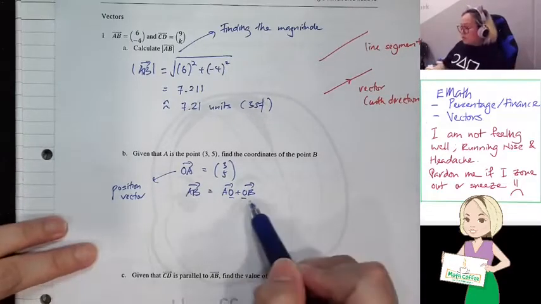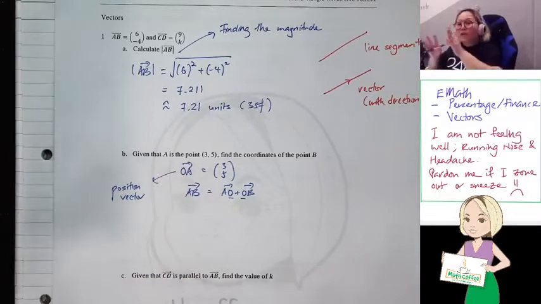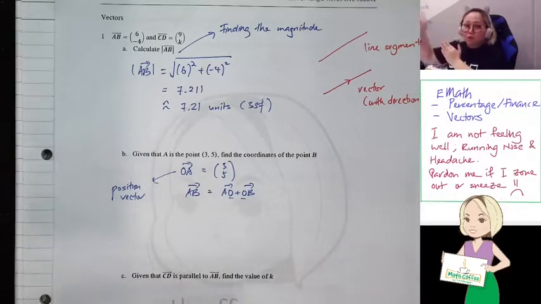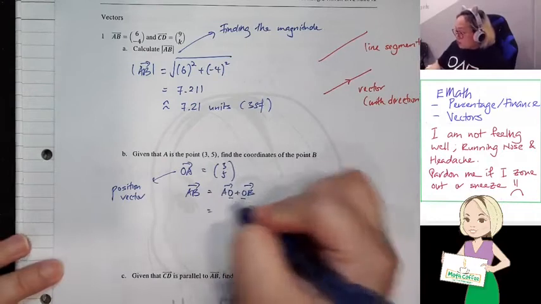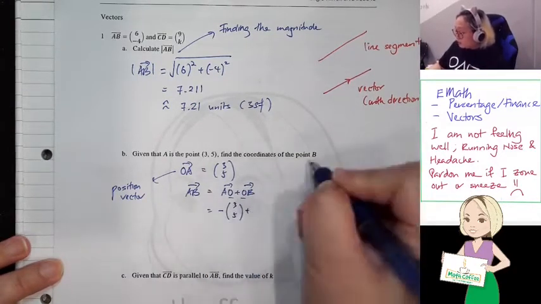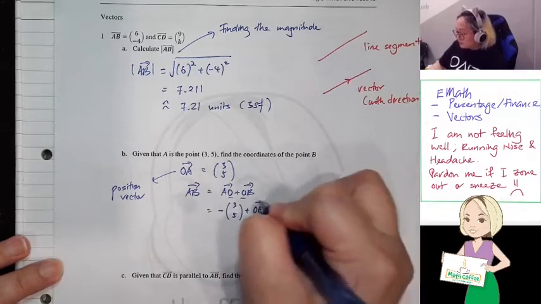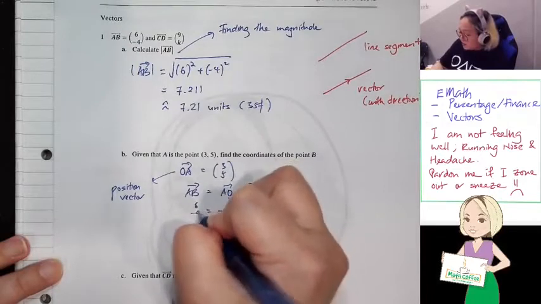So now let's take a look. I only have OA. I don't have AO. OA simply means the direction is from O to A. If they ask from A to O, you just need to put a -1. So AO means it's just -(3, 5). OB is unknown because you're supposed to find it. AB, I have it because it's given to me. So just put (6, -4).